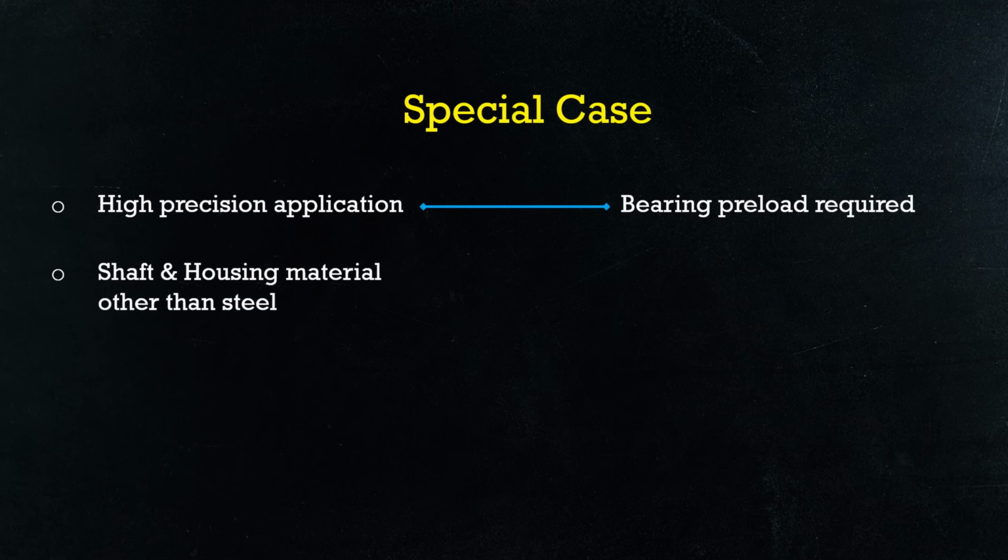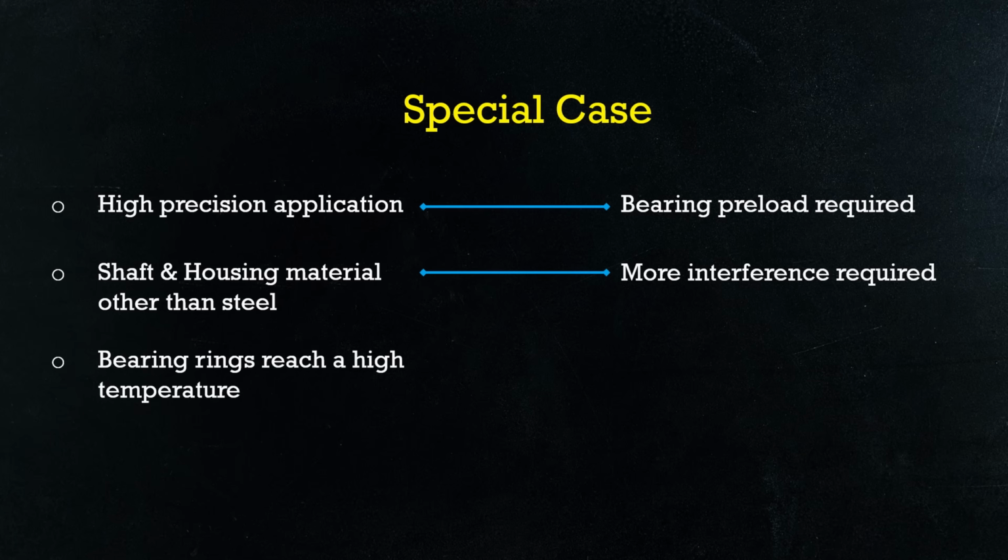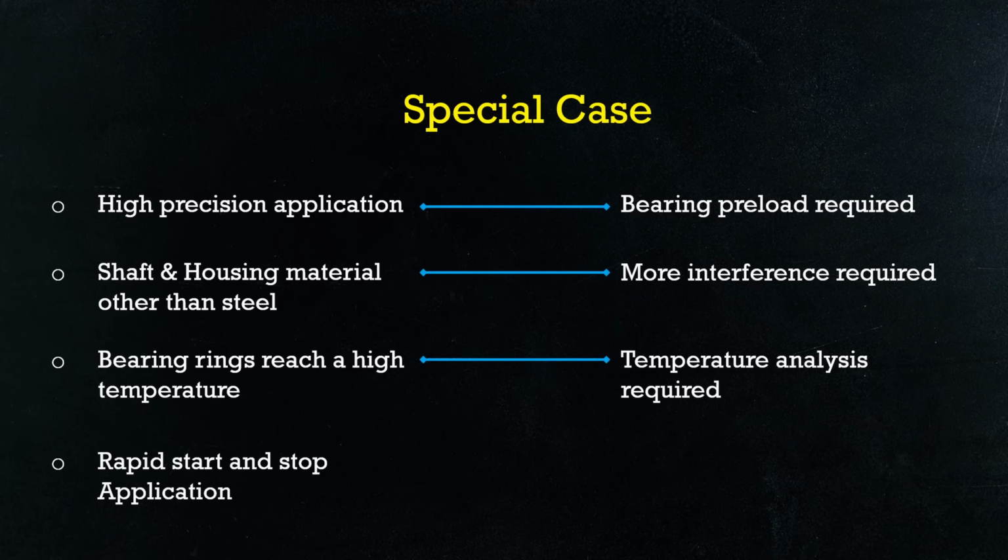Now, the bearing fitment also depends on material of the shaft and housing. The shaft and housing made of other materials than steel or cast iron may require different fits. The fit will depend on its properties, the strength of the material and thermal property of the material. Also, in some cases where bearing ring normally reaches a high temperature, a different fit will be required. Also, in some cases where the application is subjected to repeated start and stop, both rings may require interference fit.